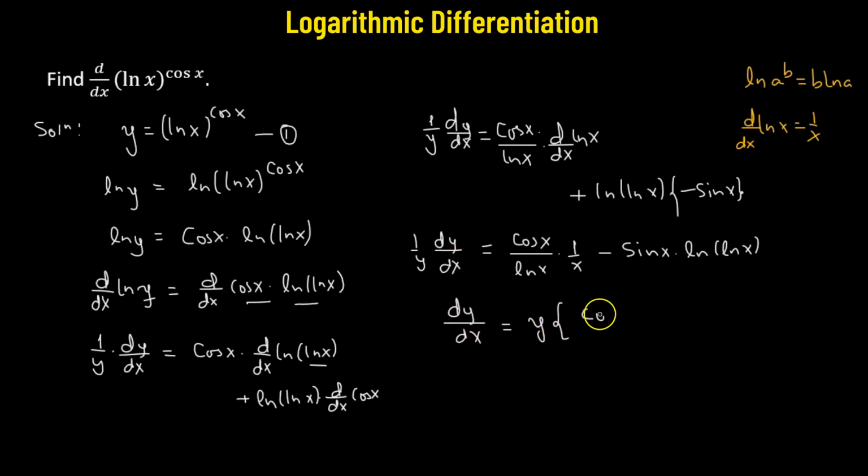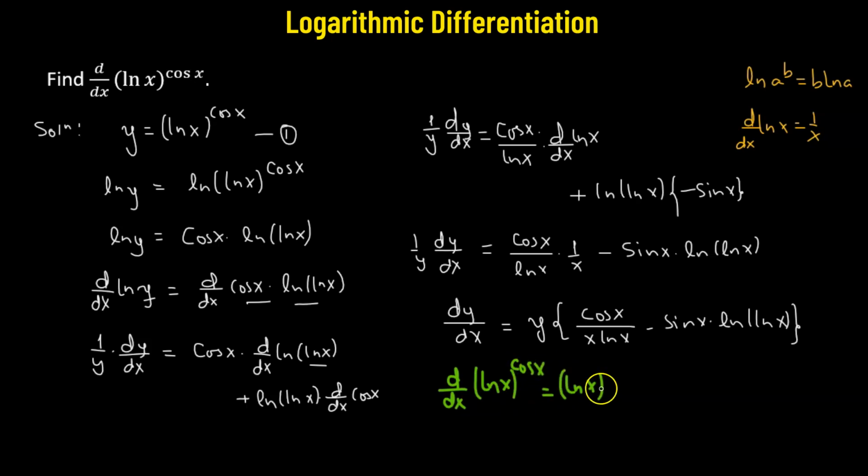So we can multiply both sides by y to get the derivative of y with respect to x equals y multiplied by cosine of x divided by x times log of x, minus sine x multiplied by log of log x. And finally, we'll replace the value of y with equation number 1, which is (log x) raised to the power of cosine of x. So the derivative with respect to x of (log x) raised to the power of cosine of x is given by (log x) raised to the power of cosine of x whole thing, multiplied by cosine of x divided by x times log of x, minus sine x multiplied by log of log x. So this is the value of the given derivative.